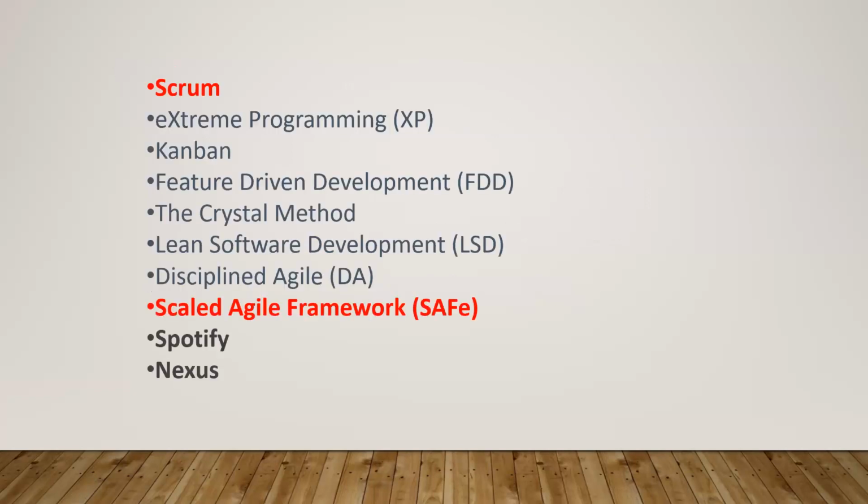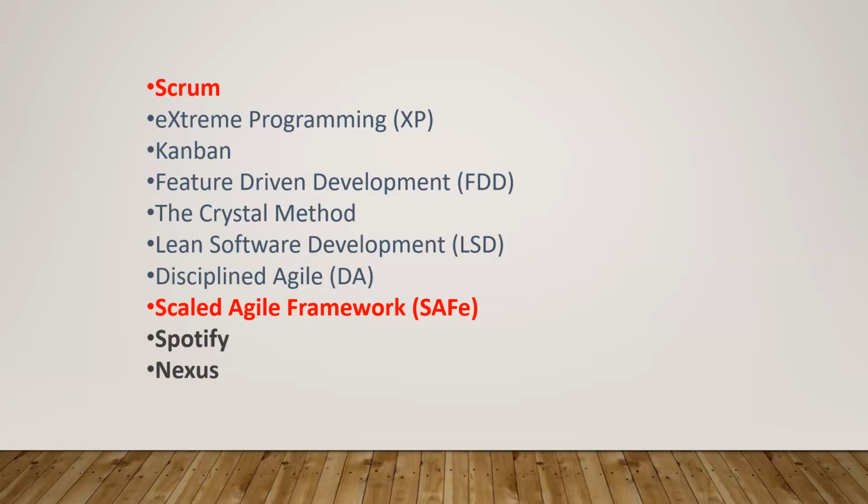Any questions now? Like, there are Agile ways of doing things, and we have a number of frameworks like Scrum, Extreme Programming, Kanban, FDD (feature-driven development), Crystal Method, Lean Software, Disciplined Agile, Scaled Agile, Spotify, Nexus. We will be concentrating mostly on Scrum.